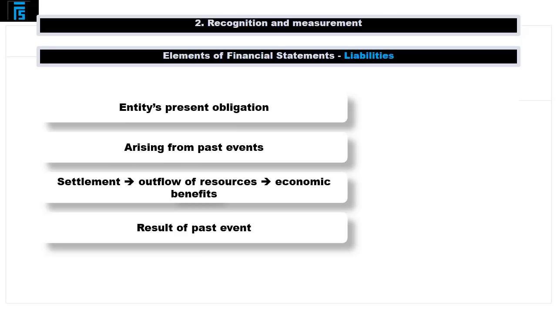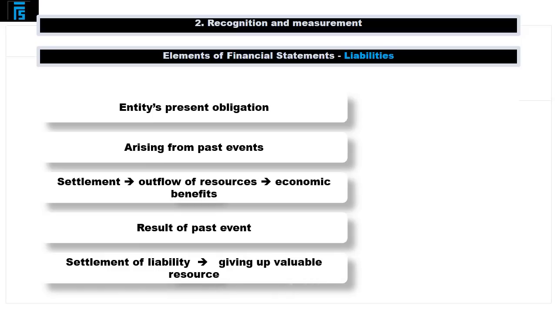The third point of the definition references the fact that the settlement of an obligation recognized as a liability typically entails giving up valuable resources. This may, for example, take the form of a transfer of cash, some other asset, or perhaps the rendering of a service, as is the case with repairs taking place under warranty agreements.